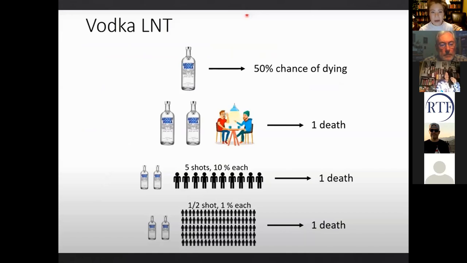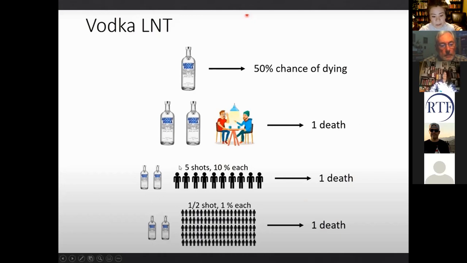He uses the example of vodka. You can do this measurement for anything, but let's say that if you drink a whole bottle of vodka within an hour, you have a 50% chance of dying. If you have two bottles of vodka between two people, you have statistically one death produced from that, because 50% times two is 100%. So you have one death if you drink this within an hour. Now, two bottles within an hour equates to one death, no matter what, in the LNT approach to measurement of harm.